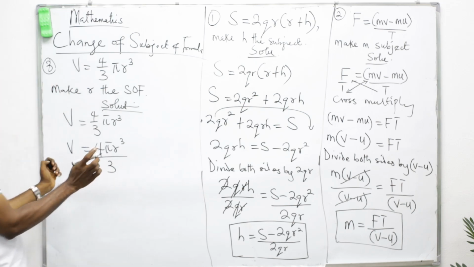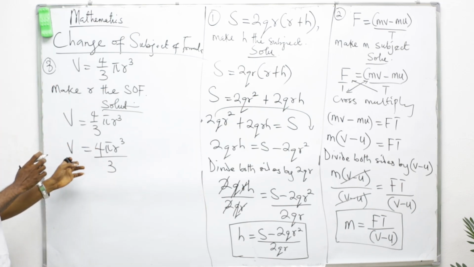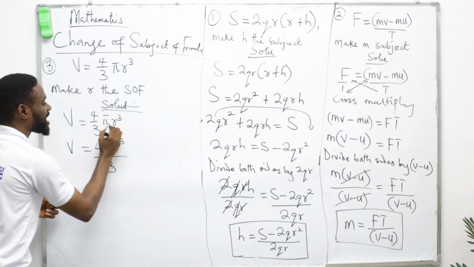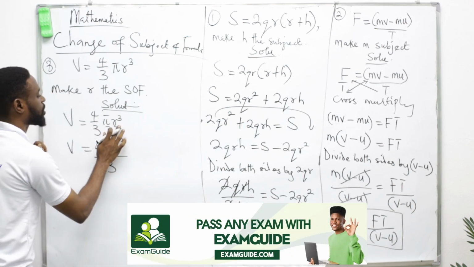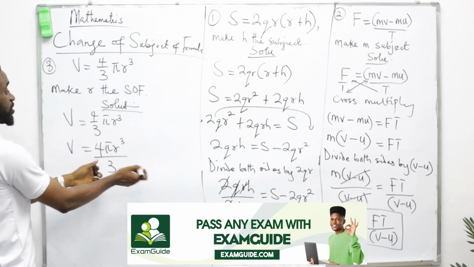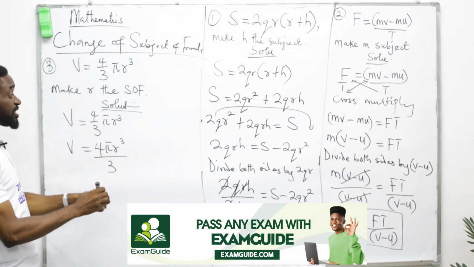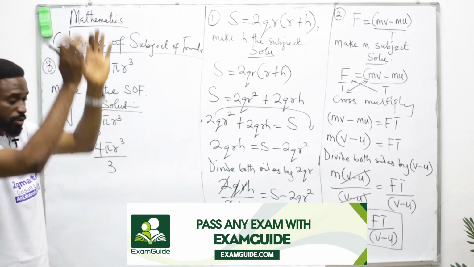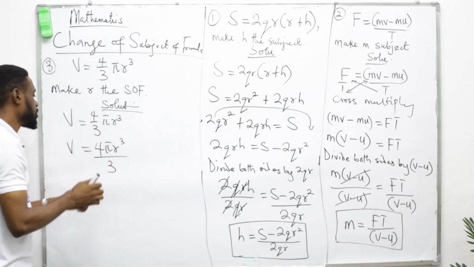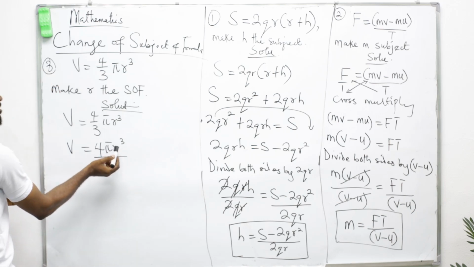So with this now it is easier for us to understand what is happening here. This has over 1, this has over 1, so this is times 3. Always put it this way, knowing that pi and R cube are all numerators. So put it in the numerator part. We want this to be alone.